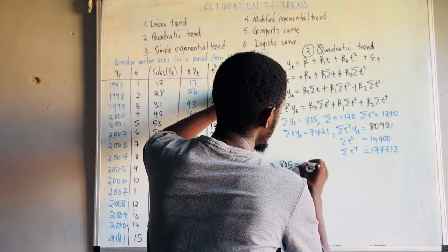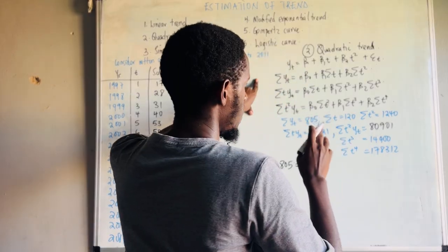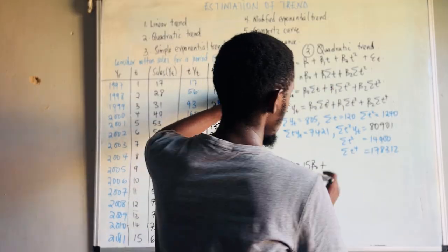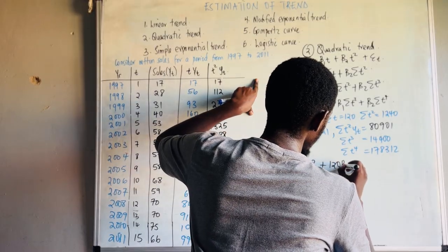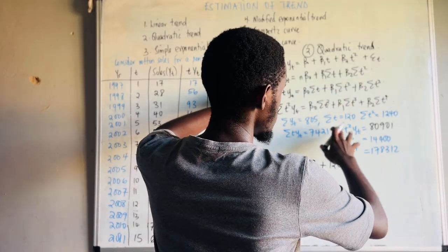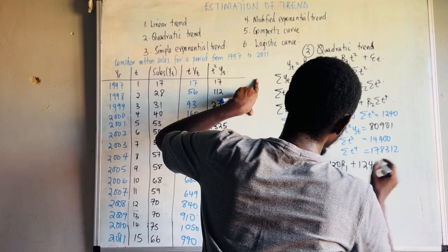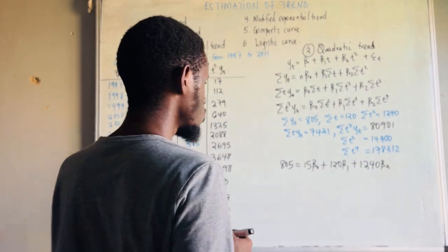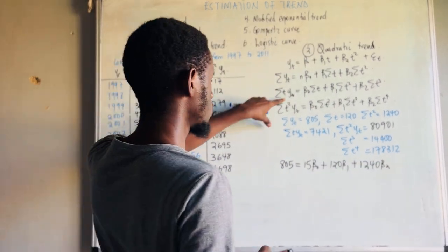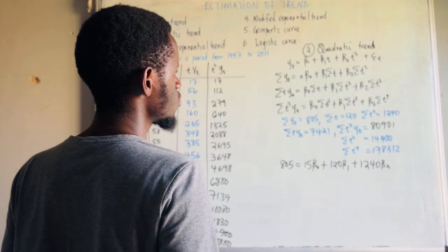Summation of yt equals n, n is 15, times beta naught plus 120 beta 1. Now summation of t squared is going to be 122. Now that's equation 1. Equation 2 is going to be summation of t times yt.